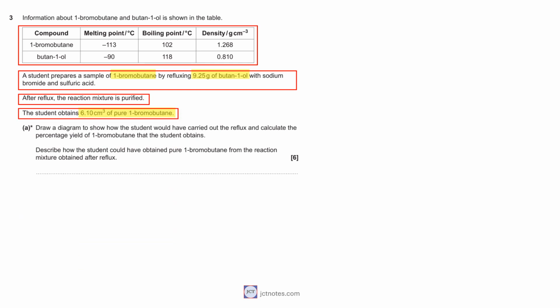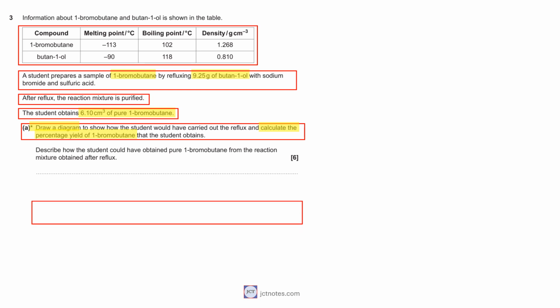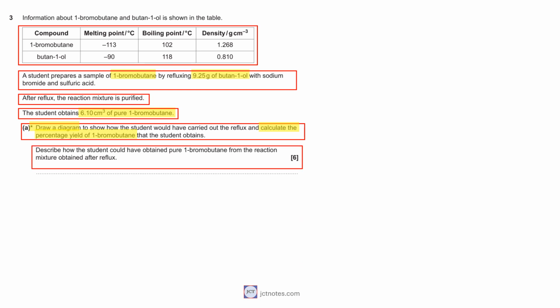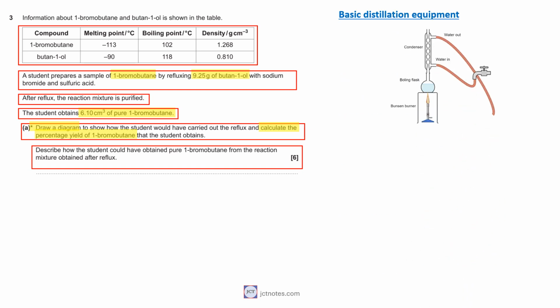In Part A, we are asked to draw a diagram to show how the student would have carried out the reflux, to calculate the percentage yield of 1-bromobutane and to describe how the student could have obtained pure 1-bromobutane from the reaction mixture obtained after reflux. The basic distillation equipment includes a condenser with water inlet at the bottom and expelled at the top, a boiling flask where the sample is placed and heated, a Bunsen burner or suitable source of heat.